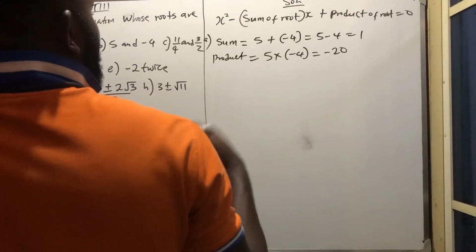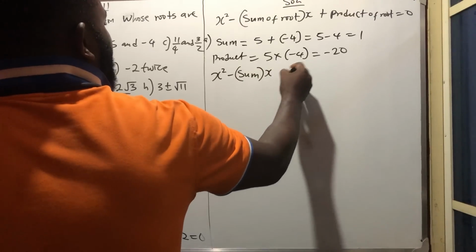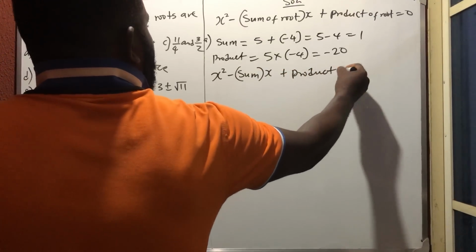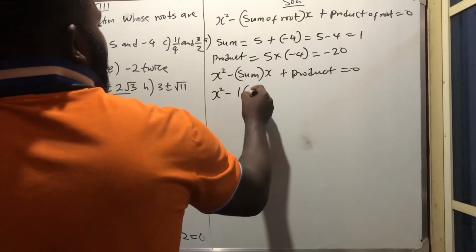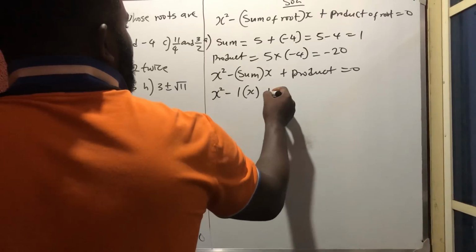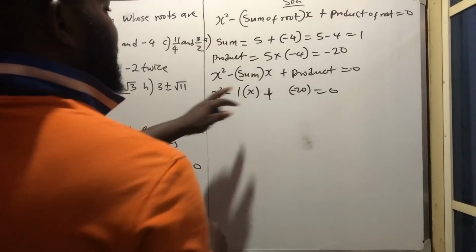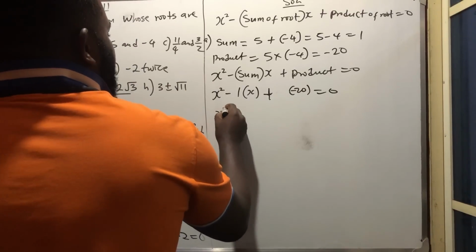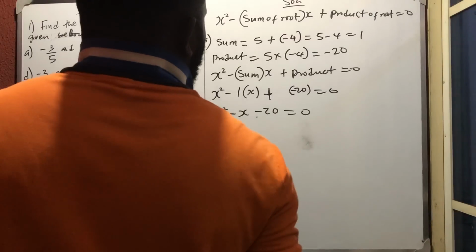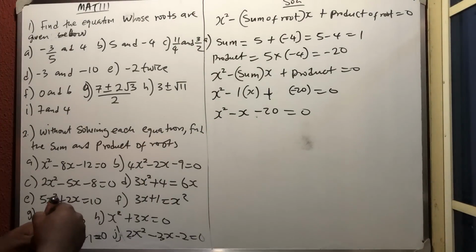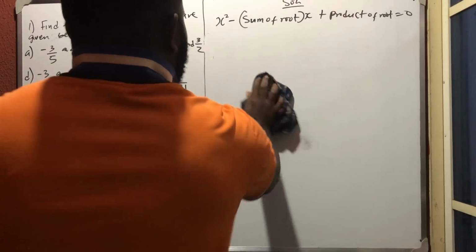Minus 20. So my formula is simply x squared minus sum x plus product is equal to 0. So what do I have now? x squared minus, we have gotten our sum to be 1, x plus the product, which is minus 20, is equal to 0. So 1 times x is the same as x. So I'm having x squared minus x minus 20 is equal to 0. So this is the required equation for that. So let's move to the next one. Question number C. This is B.